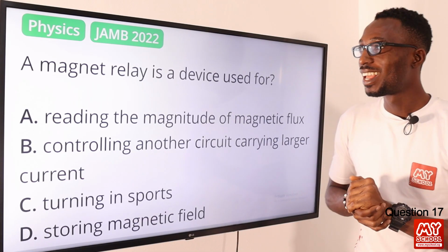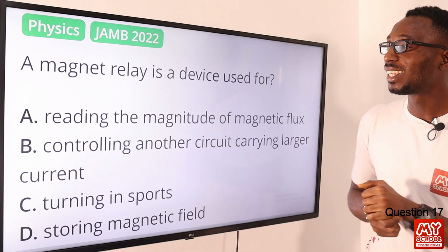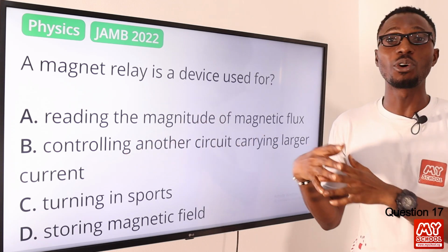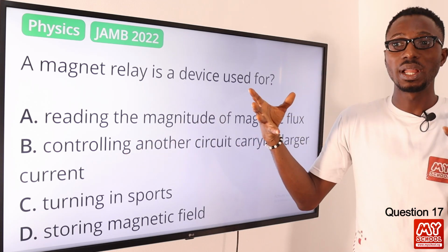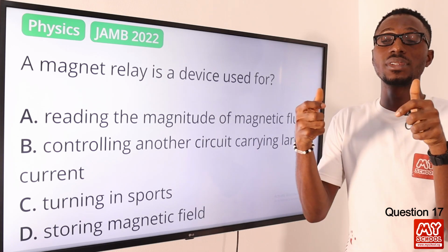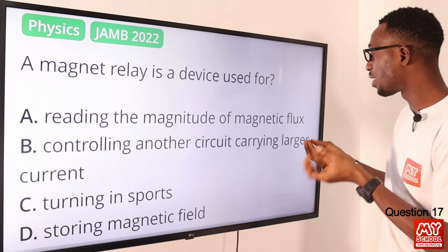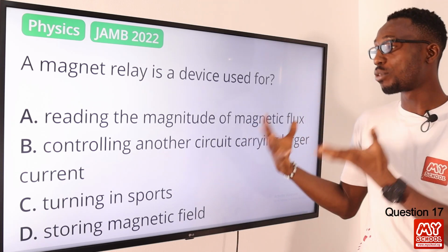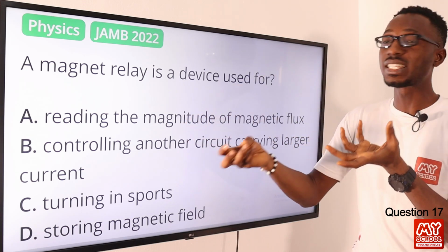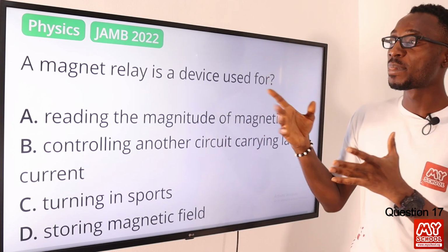Number 17. A magnet relay is a device used for what? So basically, you want to control a larger electrical load using a small signal, right? So basically, you are just saying that we have larger currents or larger voltage involved. Then you want to use a small switch to run this control. So basically that is where a relay comes in.